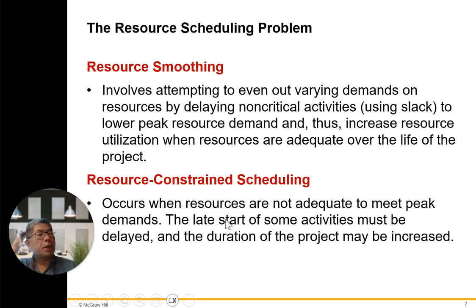Resource scheduling. There's resource smoothing as well, which involves attempting to even out the varying demands on resources by delaying the non-critical activities using slack, to lower peak resource demand and increase resource utilization when resources are adequate over the life of the project. Resource constraint scheduling occurs when the resources are not adequate to meet peak demands. The result is that some activities must be delayed and the duration of the project may be increased.